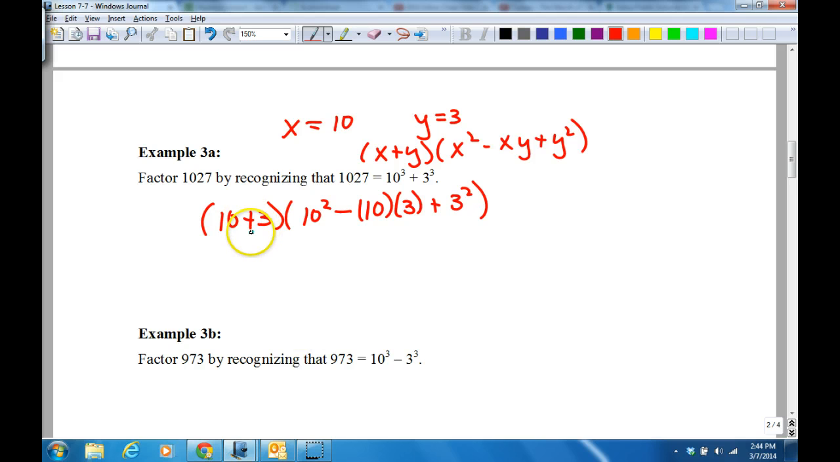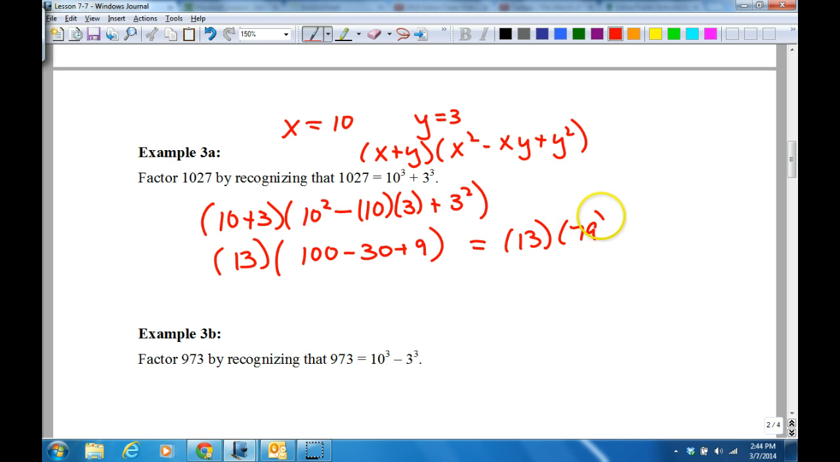What's 10 plus 3? 13. Okay. 10 squared is 100 minus 30 plus 9. 10 times 3 is 30. 3 squared is 9. Okay? 79. So, yep, 13 times 79. That's it. Equals what? Equals 1027. That was basically a proof. You just had to prove it.